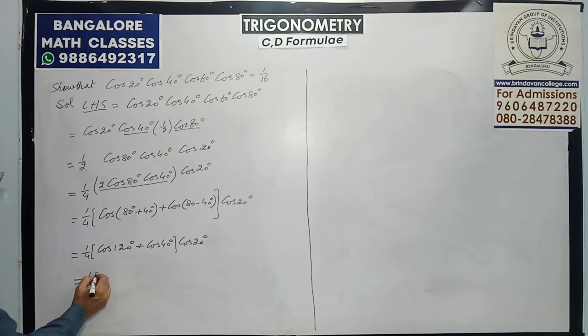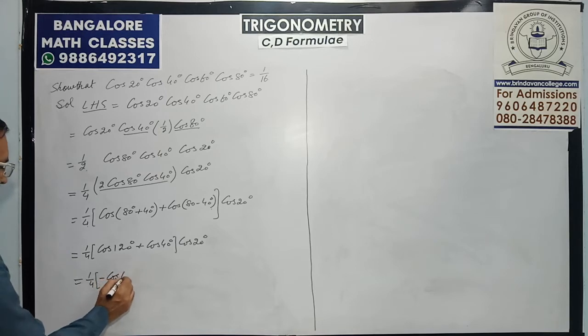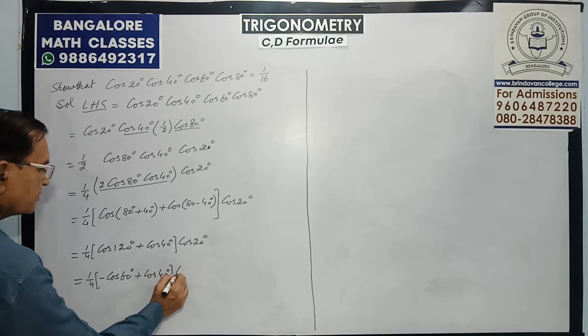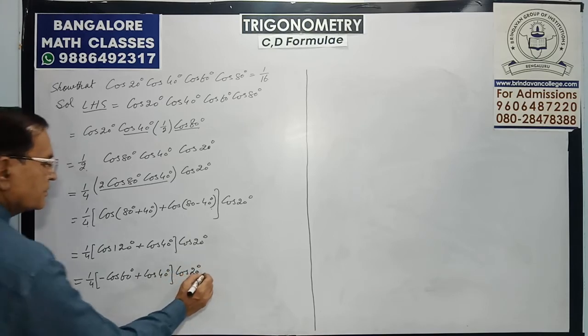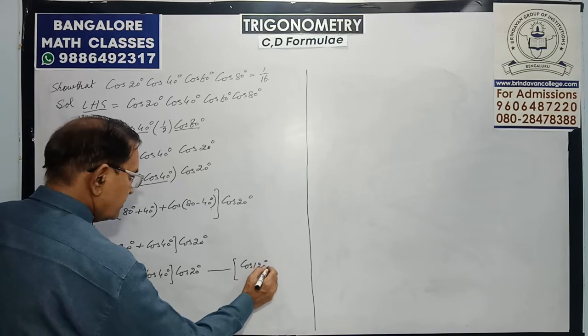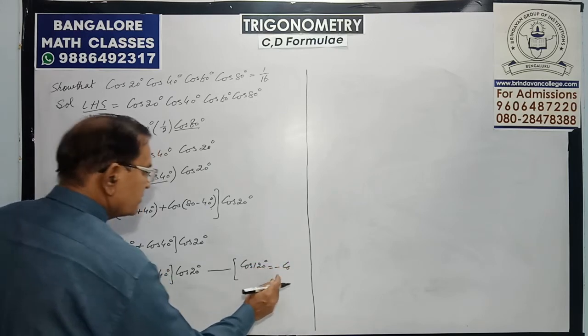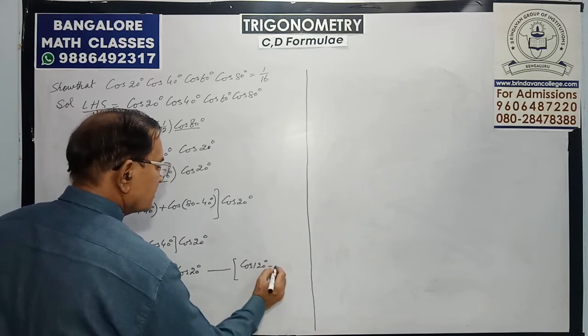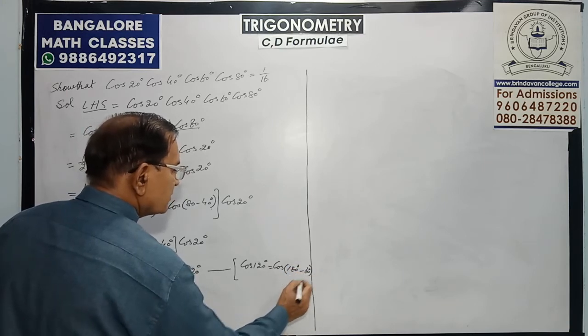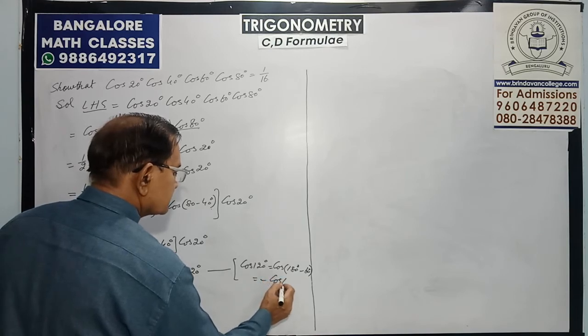1 by 4 cos 20. 180 minus 60, second quadrant, it will come out to be negative. Minus cos 60 plus cos 40, cos 20. Cos 120 degree equals minus cos 60 degree, or you can write it as cos 180 minus 60, thus it is minus cos 60.